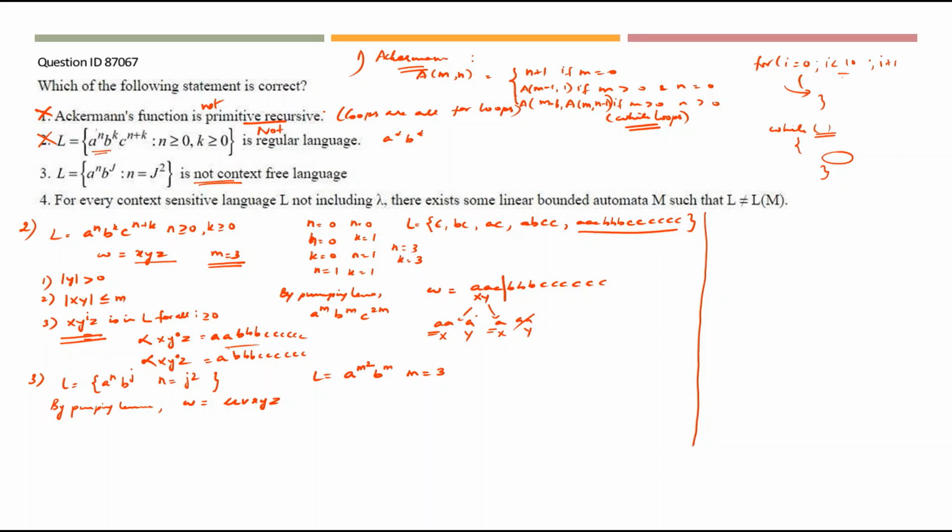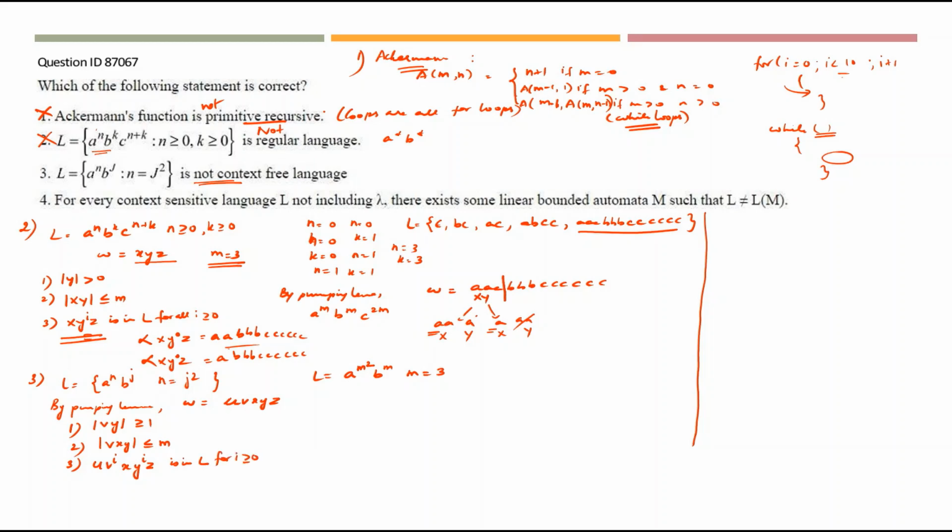Now let's see the conditions that have to be checked. First condition will be the length of vy should be greater than or equal to 1. The length of vxy, the center part, excluding u and z, has to be less than or equal to m. And the third one will be u v power i x y power i z should also be in the language for all i greater than or equal to 0.